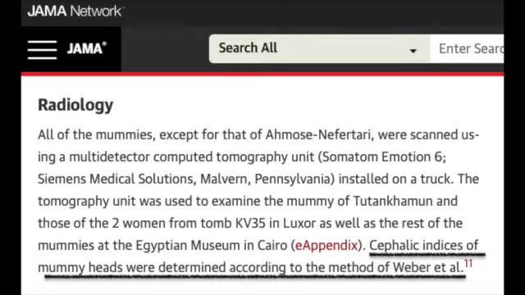How did Hawass measure the skulls of the Egyptians, the pharaohs? In the paper, it clearly states that the cephalic indices of the mummy heads were determined according to the method of Weber et al. So there's a reference point there, and we could go there and see how it was done.